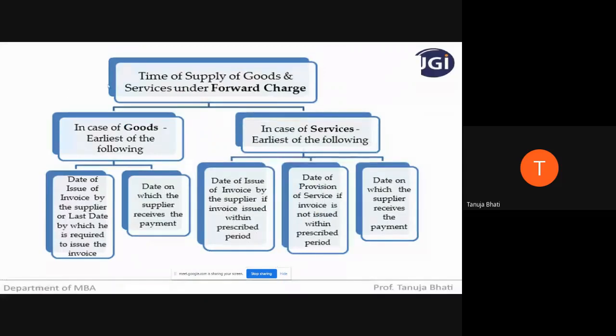Now just let me quickly show you time of supply under forward charge. See the left hand side, in case of goods, it is the earliest of the following dates: date of issue of invoice by the supplier or the last date on which he is required to issue the invoice. So what is the due date up to which he is required to issue invoice? We have to see section 31, which says that if there is a movement of goods, the date on which the goods are being removed, and if there is no movement of goods, the date on which it is to be delivered will be the date of issue of invoice, or the date on which the payment is received, whichever is earlier.